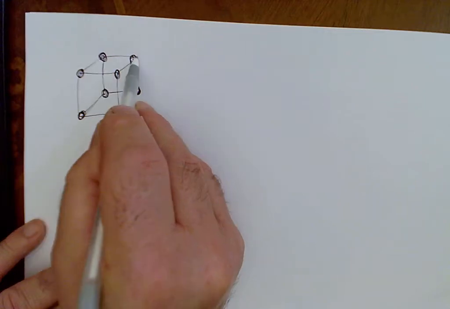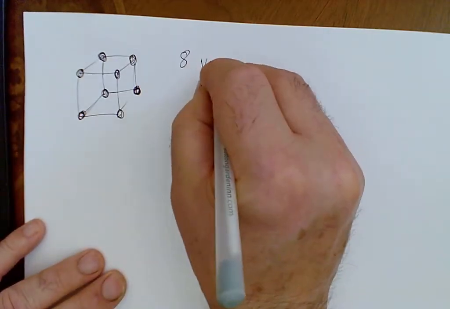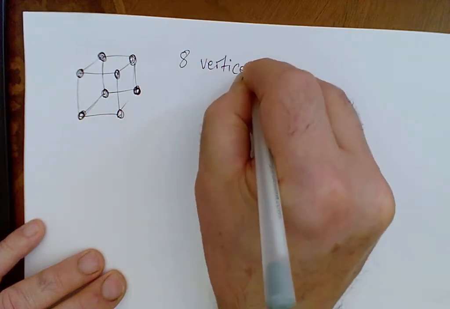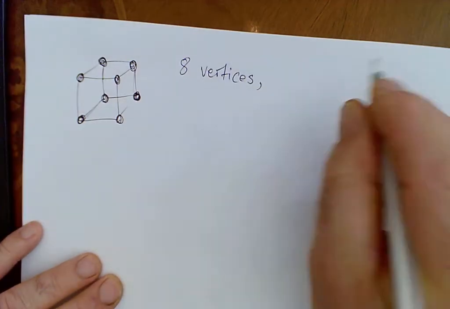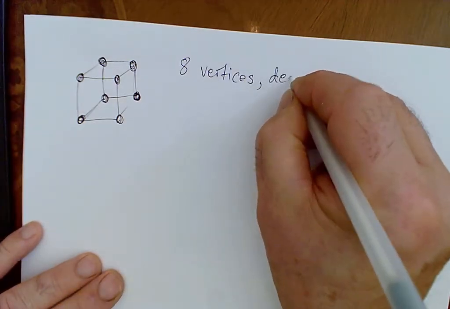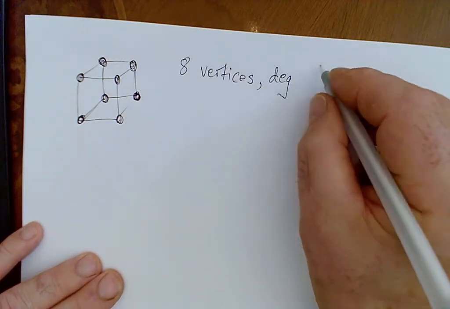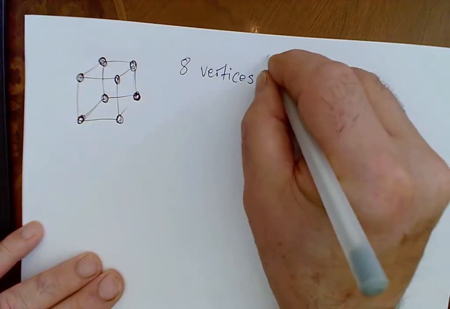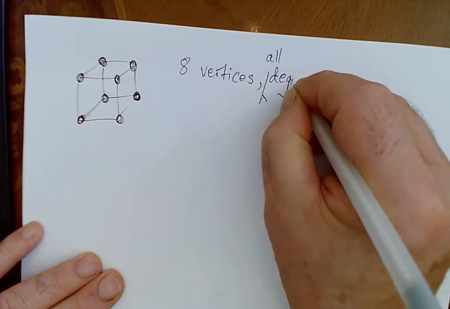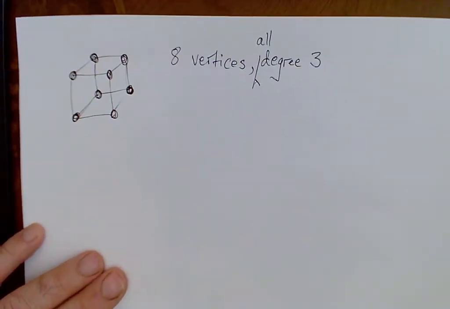So of course the cube graph has 8 vertices. And at each vertex, there are 3 edges coming in. So we say the valency, or the degree, is the mathematical word used, the degree of each vertex. All the vertices have degree 3. It's what's called a regular graph, because all the vertices are of the same degree. And of course, there are 12 edges.